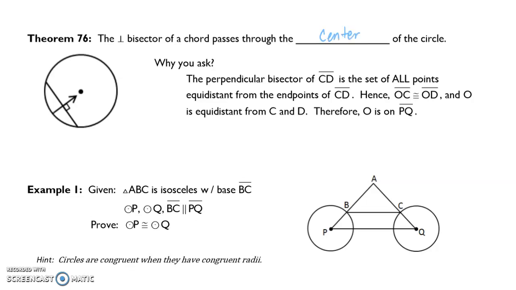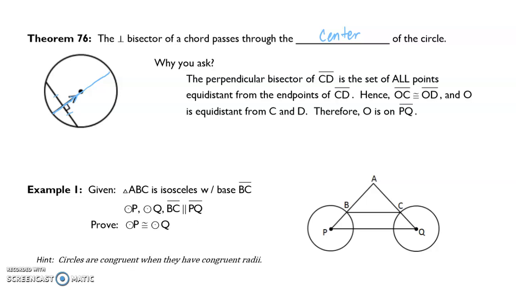And you can see why. If I take this chord and I bisect it perpendicularly, it has nowhere to go but straight through the center to create a radius and then a diameter eventually. So it has to be true.